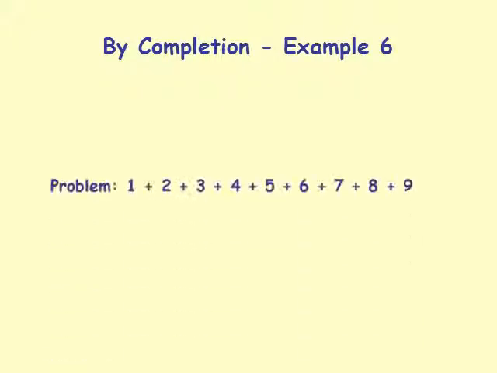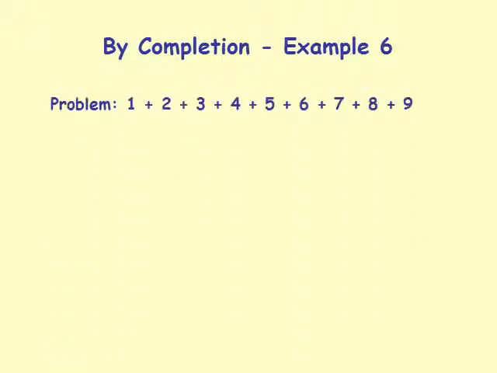Now we are continuing with the by completion here. Problem is 1 plus 2 plus 3 plus 4 plus 5 plus 6 plus 7 plus 8 plus 9. We're going to complete tens here. 1 plus 9 is a 10. 8 plus 2 is a 10. 3 plus 7 is a 10. 4 plus 6 is a 10.